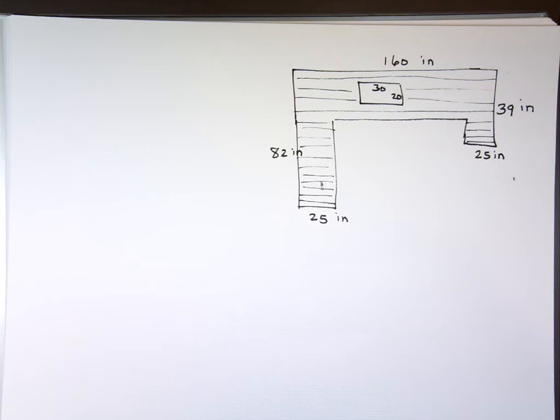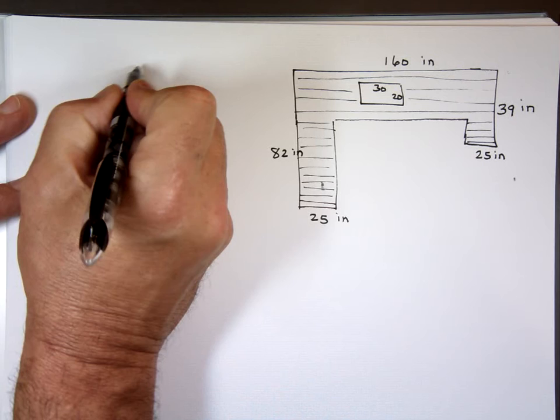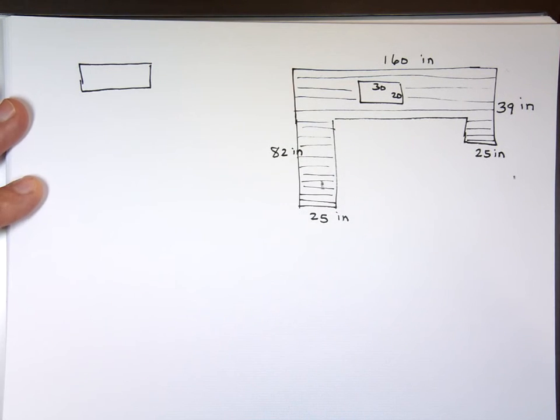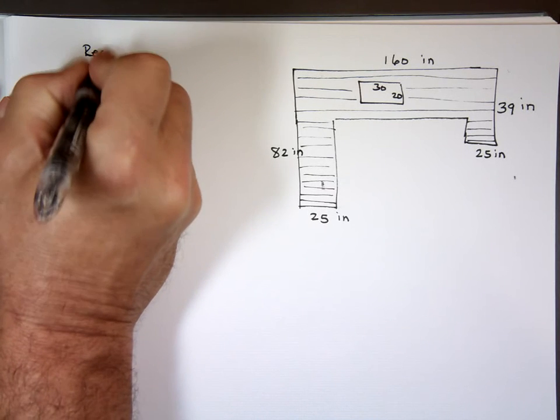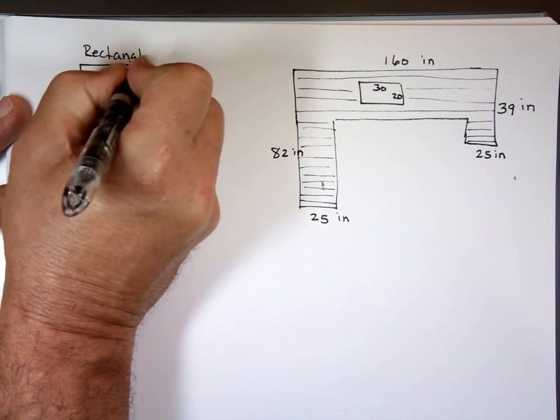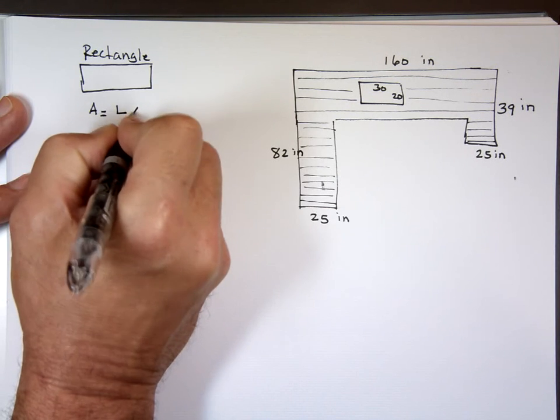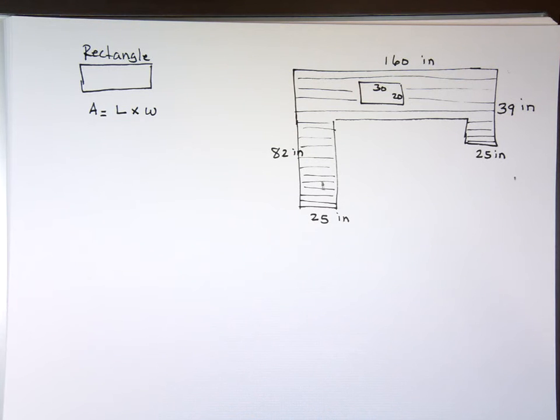Now, just to give you an idea, an area of a shape that looks like this. What is the name of this shape? That's a rectangle. And the area of a rectangular shape, the area is always what? The length times the width. Can we find the area of this countertop? Yes. Well, first, let's break it down to pieces.